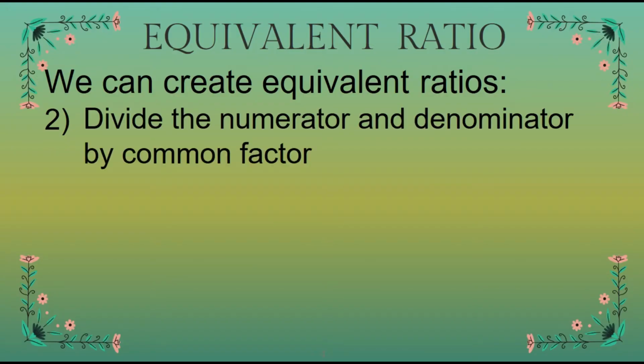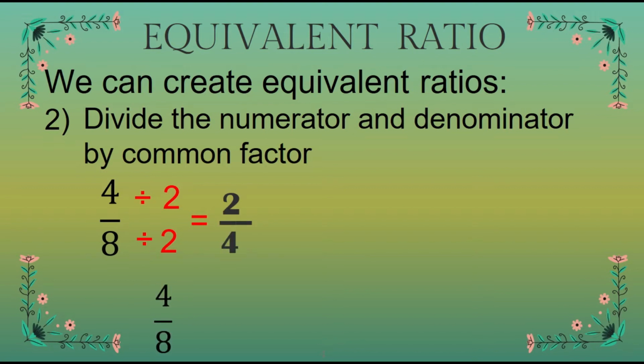You can also create equivalent ratios by dividing the numerator and denominator by a common factor. So if you can find a common factor for 4 and 8, it can be 2. If you divide both of them, you will get 2/4. 4/8 and 2/4 are equal to each other, so they are equivalent ratios.